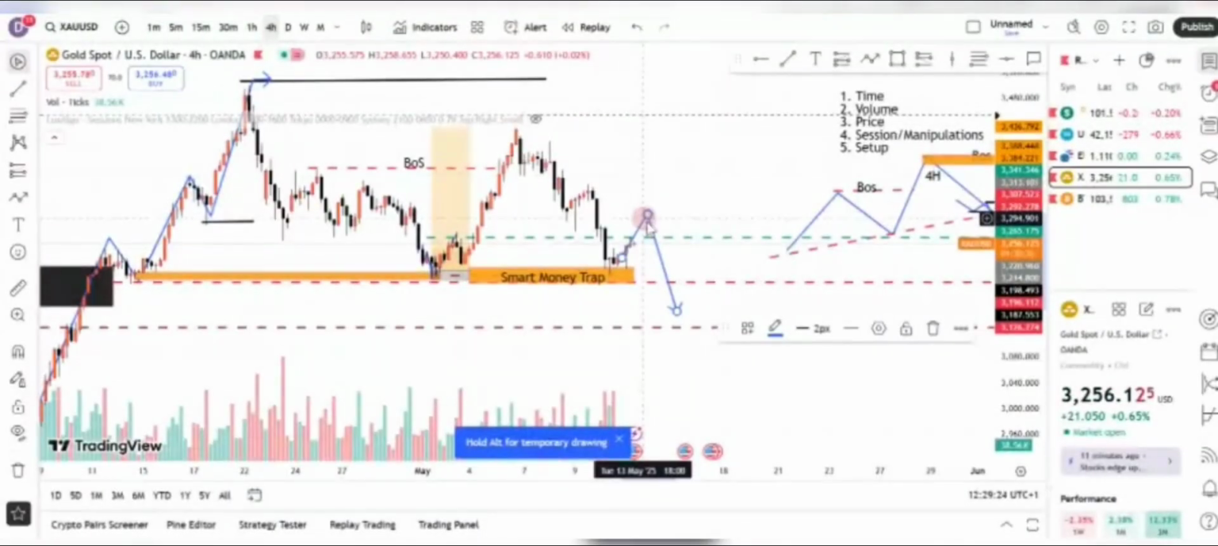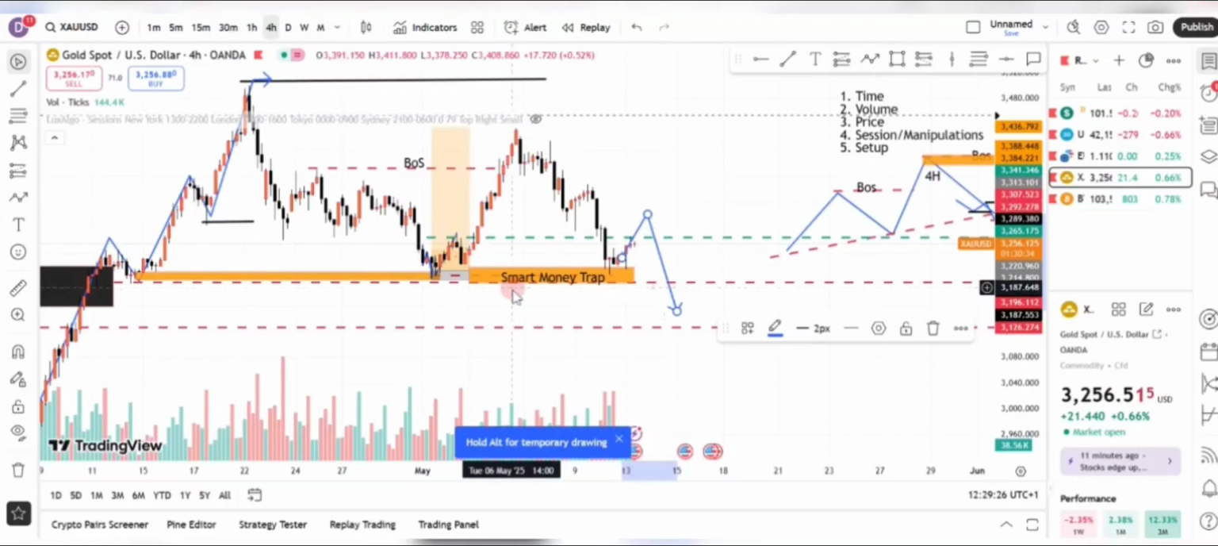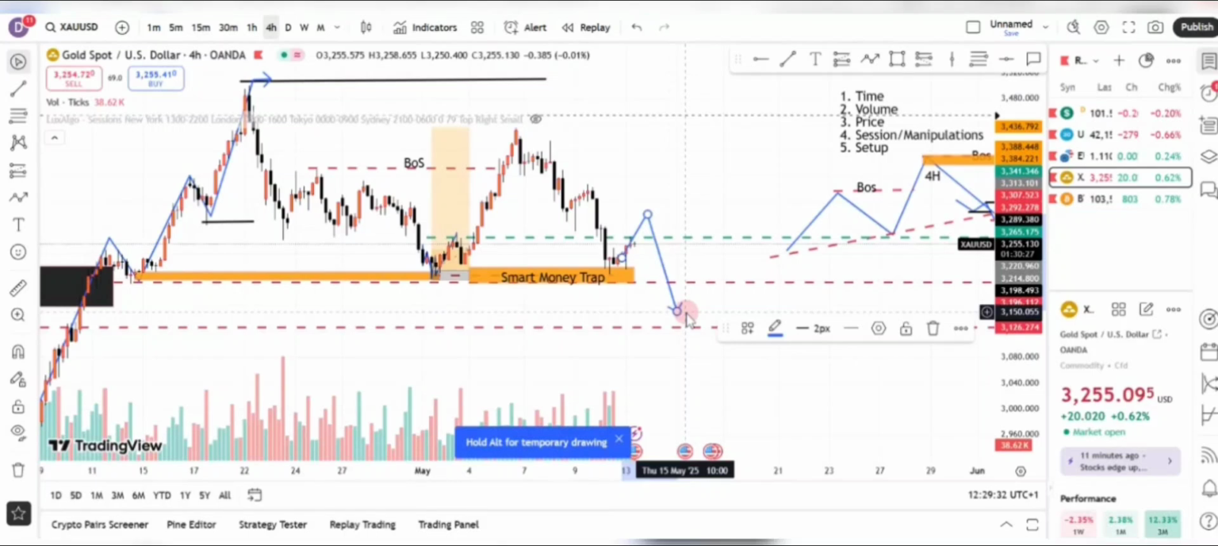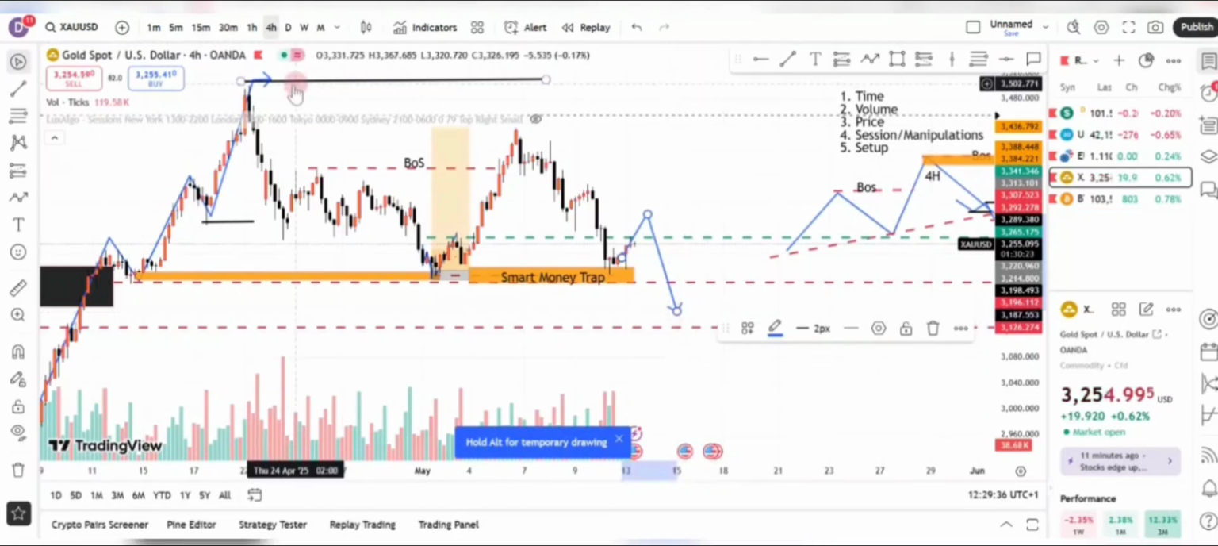And then what happens? Price, boom, takes out all of this low. And if price takes out all of this low, that is when there's a strong potential for price to create a new high higher than this previous high. Okay? But what is our target?